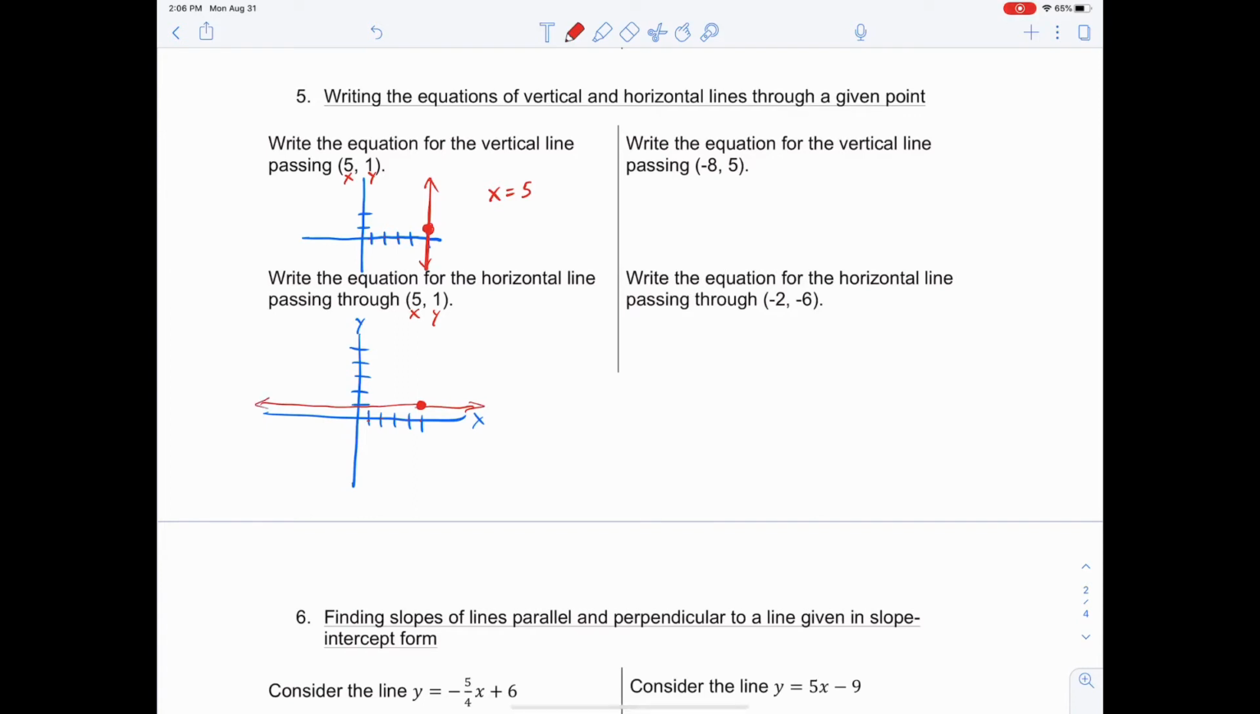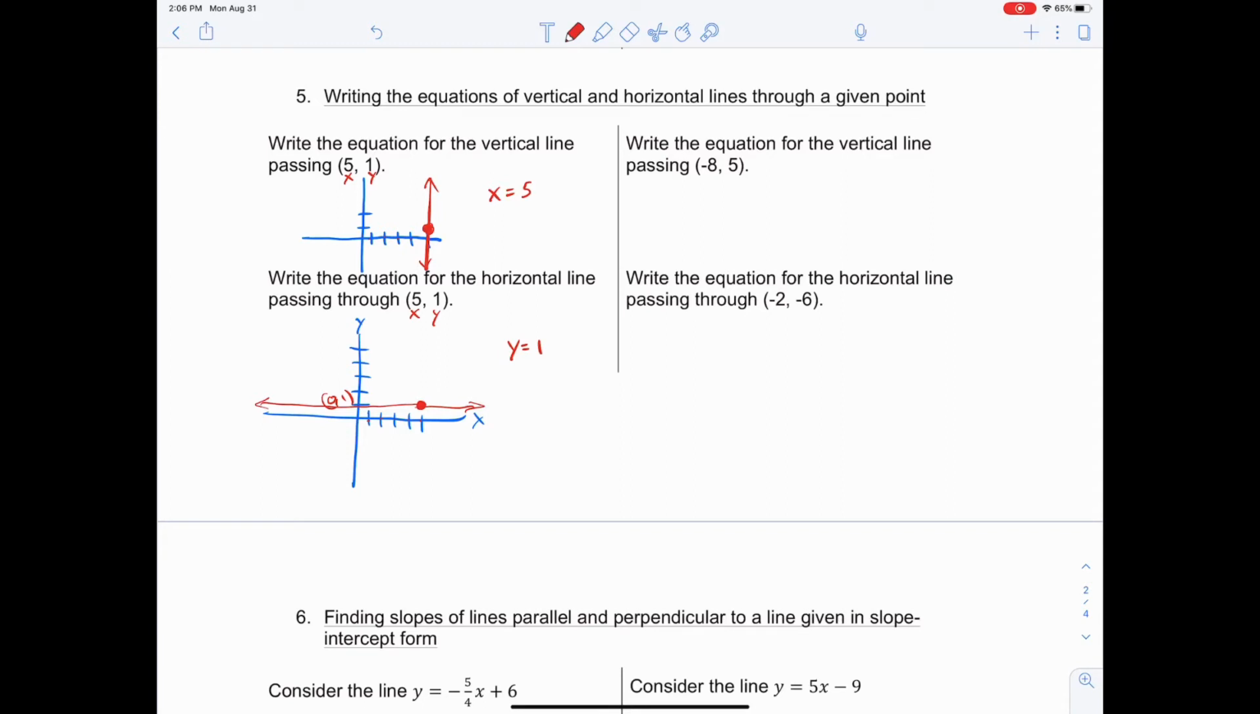Sorry, it's not a perfect line. But the line cuts through at 0, 1 here. So if it's 0, 1, our y equals 1. So notice a difference here.